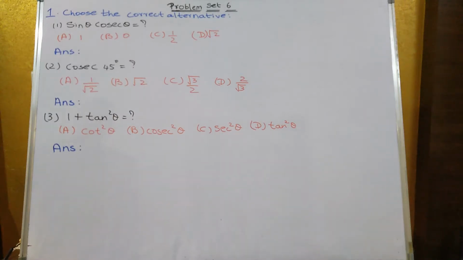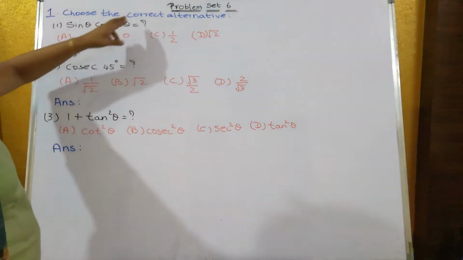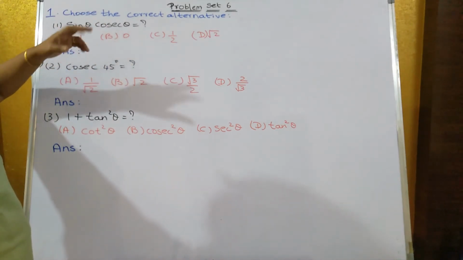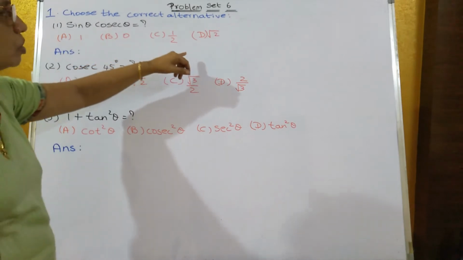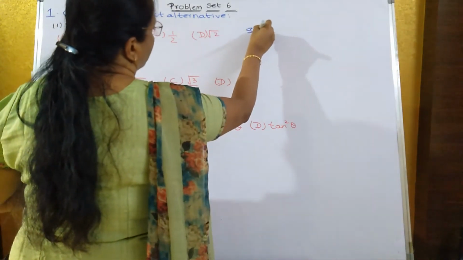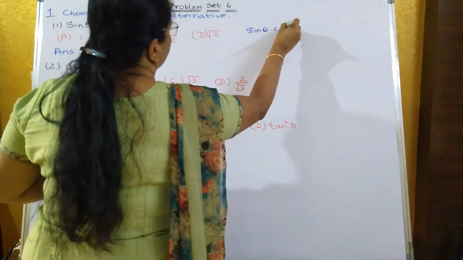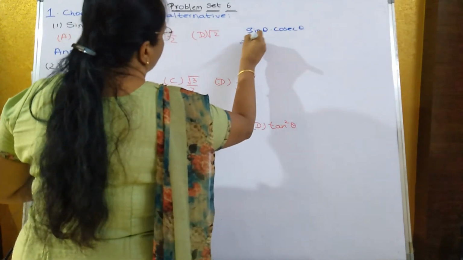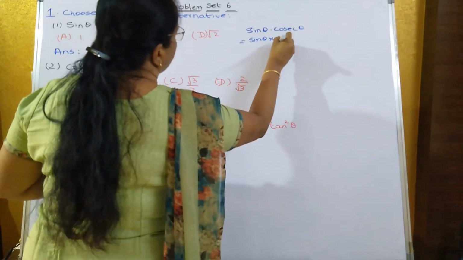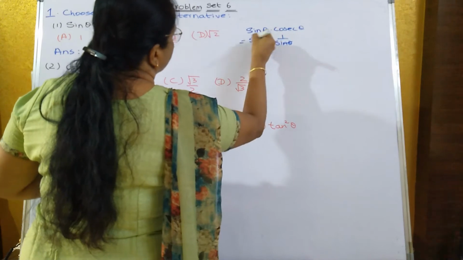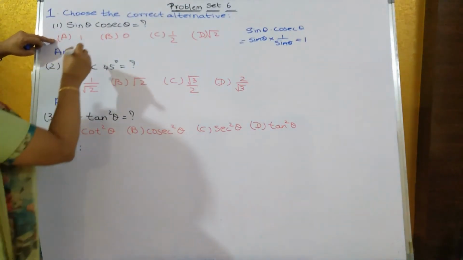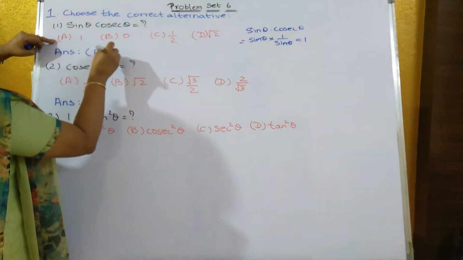Now problem set 6, first question, choose the correct alternative. The first one: they have given sine theta into cosec theta is equal to how much? 1, 0, 1 upon 2 or root 2. If you solve this, sine theta into cosec theta, that is sine theta into, and what is cosec theta? 1 upon sine theta. Sine theta will get cancelled, so the answer is 1. So the correct answer is A, that is 1.